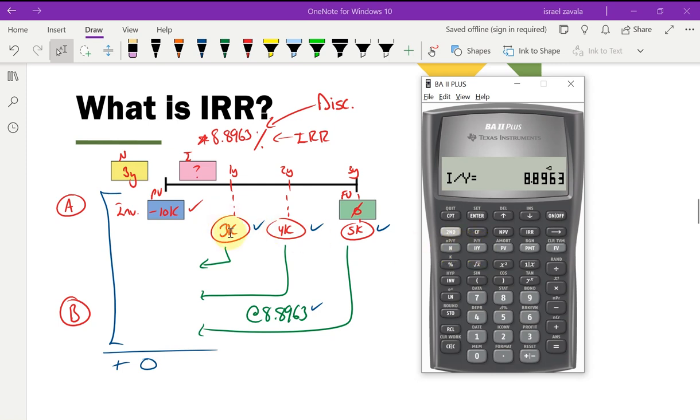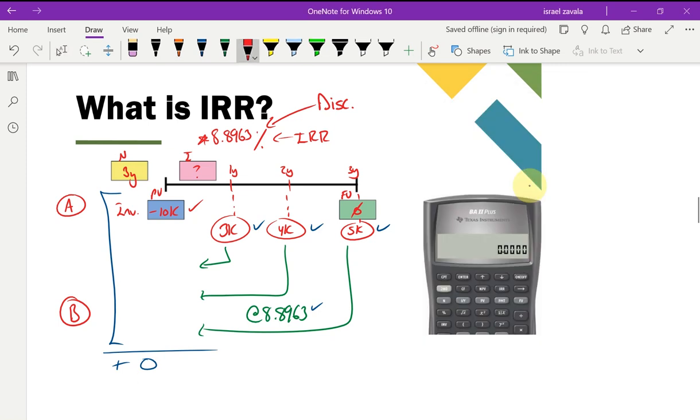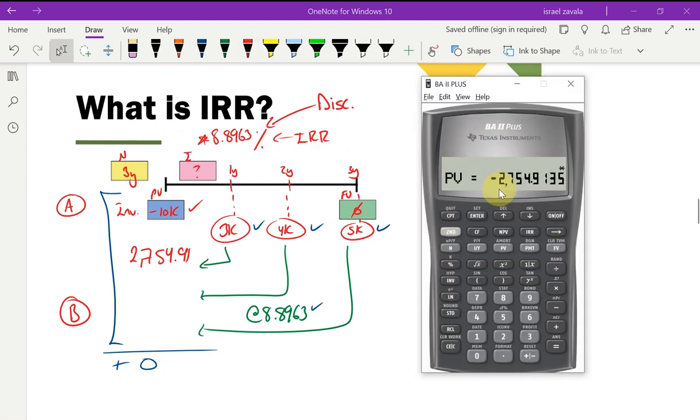Okay, now for example, this $3,000. It's discounted one time, right? It's one time out into the future. So 1. The present value is what I'm looking for. There are no payments. Here is my 3,000. I'm going to put that as future value, and I'm going to compute the present value. So 2,754.91. Is that right? I'm also going to store it under number 1. Okay. Watch, if I go to recall 1, that's where it'll be.